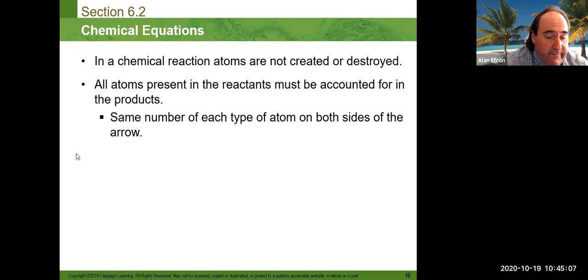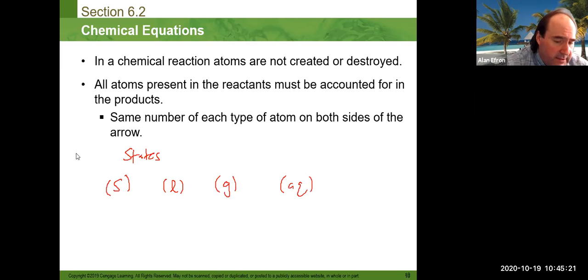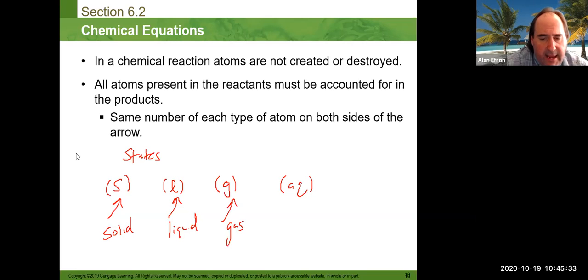A couple other things that we commonly see in equations are the states of everybody. We sometimes see S written in parentheses, L written, G written, or AQ written next to the formulas. And these usually represent the states of those species in the equation. So obviously S is solid, L is liquid, G is gas state, and AQ is our aqueous state. And aqueous basically means a water environment.